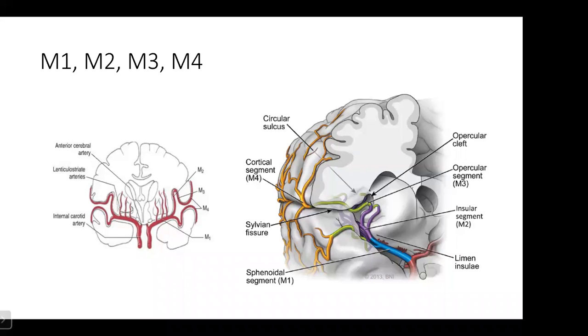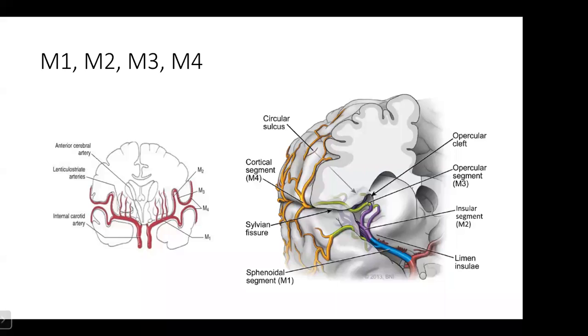The fourth one being the M4 segment. It is also called the cortical or terminal segment. It is the continuation of the M3 segment, once it emerges through the lateral fissure to reach the surface of the brain and travels over the surface of the cerebral hemisphere. And the significance of this segment is that the horizontal segment, the M1, is responsible for supplying blood to the basal ganglia, and it is responsible for involuntary movements.